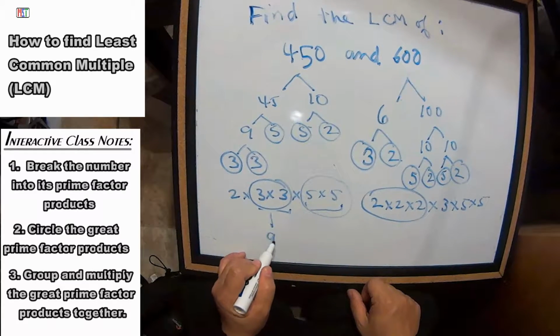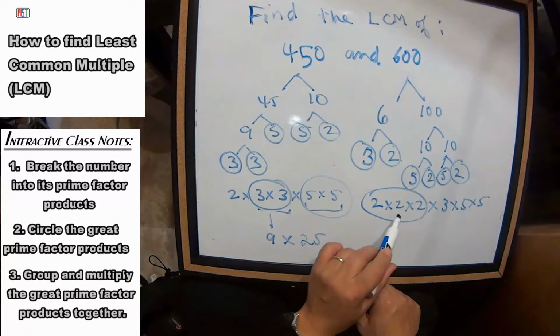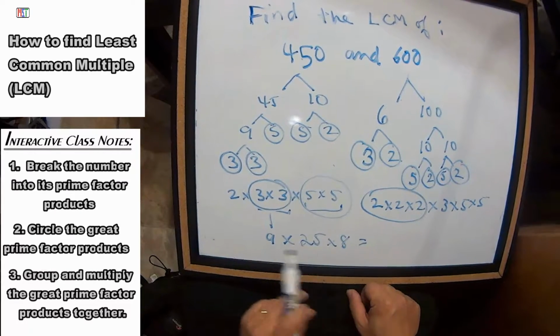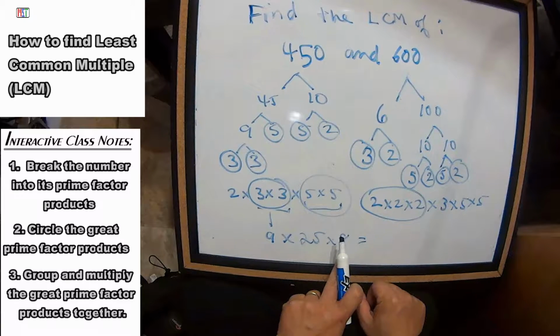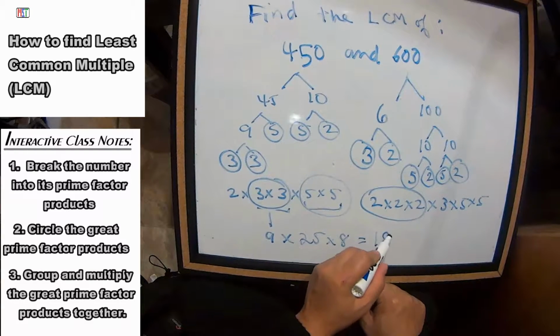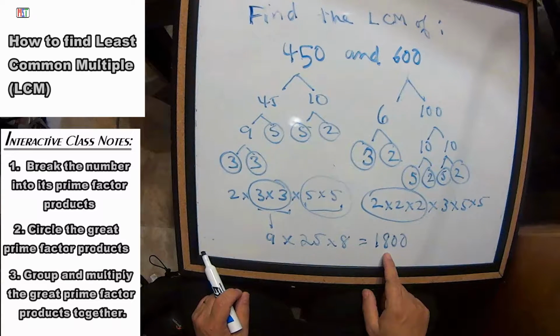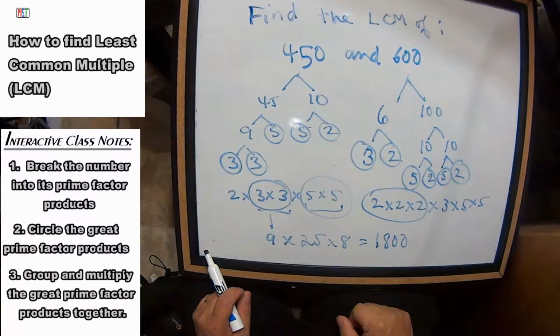So 3 times 3 is 9, and then 5 times 5 is 25, and 2 times 2 times 2 is 8, and you multiply 9 times 25 times 8, and that will give you 1800. Okay, so yes, 1800 is the lowest or least common multiple of 450 and 600. Okay, let's do some more questions.